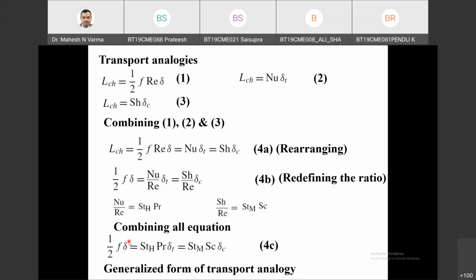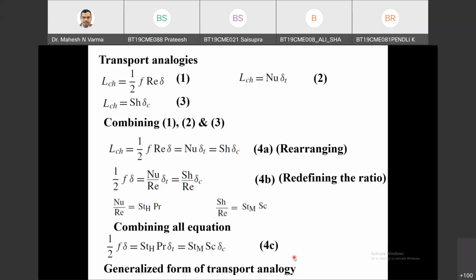Now the only question is how this delta T and delta C behave, and what their observation is. That is what people put in for different cases, because these are thought parameters, and they will certainly behave differently for different systems. They will try to correlate them with measurable parameters, put them in this equation and get the analogy. So equations 4A, 4B and 4C are called the generalized transport analogy.